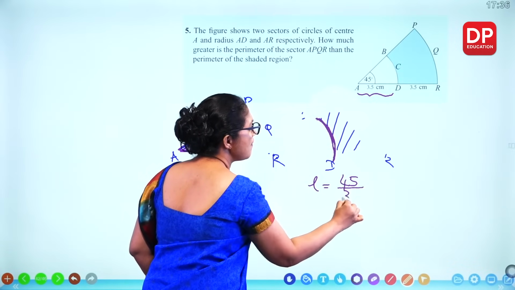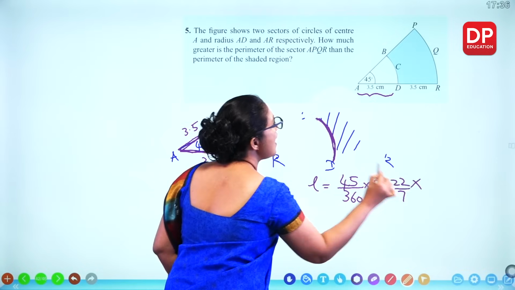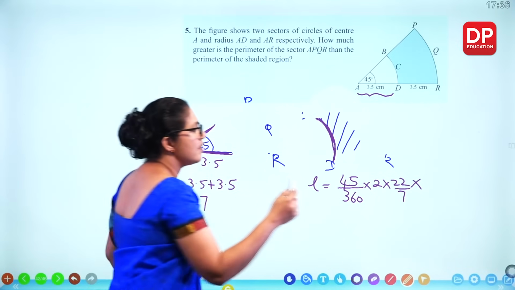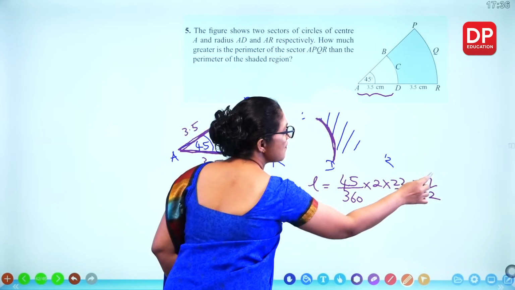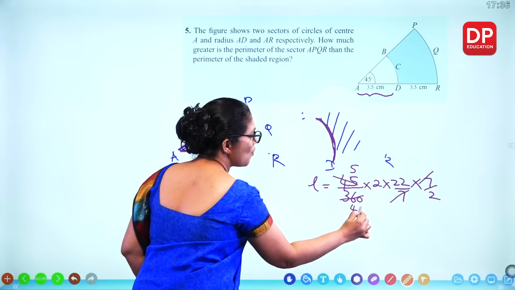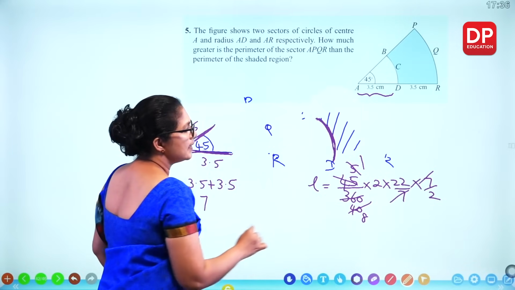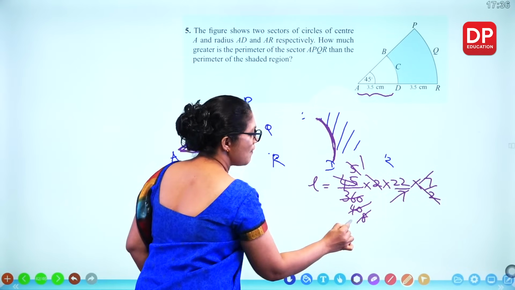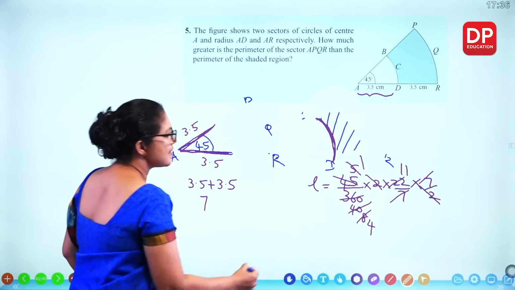Angle is 45 times 2, pi is 22/7, and the radius is 3.5. You convert to a fraction and write down 7/2. So try to simplify. 7 gets cancelled out. 9 times 5, 9 times 4. So you get 40. 5 times 1, 5 times 8. This 2 gets cancelled out with this 2. Again, you can divide by 2, 4 and 11. So what's the answer there?